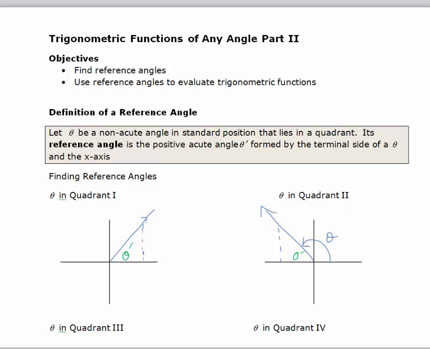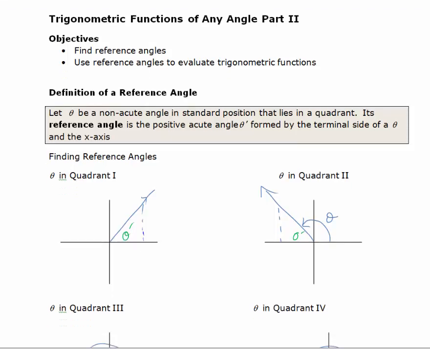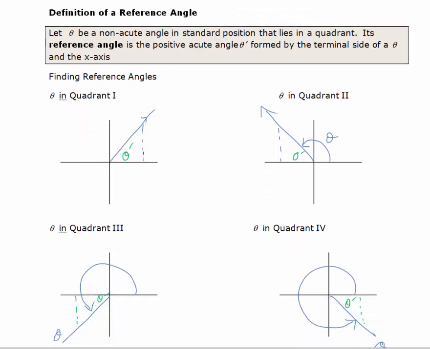We're going to continue our discussion of trigonometric functions of any angles, and we're going to talk about using reference angles to evaluate trigonometric functions for angles that are greater than 90 degrees. So we're going to start with just defining a reference angle. It says, let theta be a non-acute angle in standard position that lies in a quadrant. Its reference angle is the positive acute angle formed by the terminal side of theta and the x-axis.